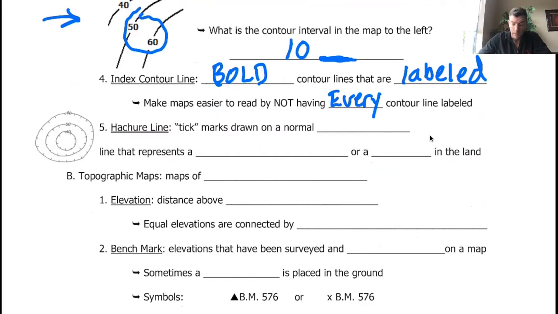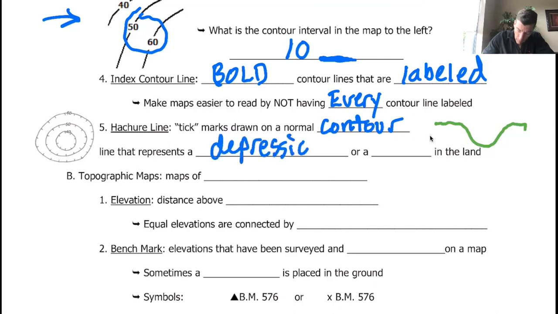Okay, this one's a little bit mysterious, but if you were walking along the ground and suddenly there's a dip or a hole in the ground, we have something on a contour map called hachure marks or hachure lines that indicate that. They're little tick marks that you draw on a normal contour line to represent a depression or dip in the land. And I don't want you to get depressed over that. It's just a hole in the ground or a crater of some sort.